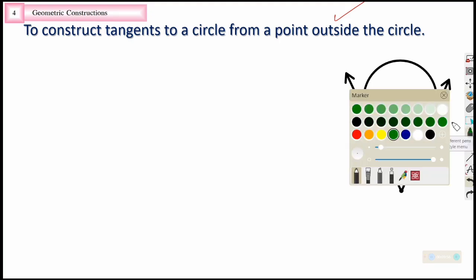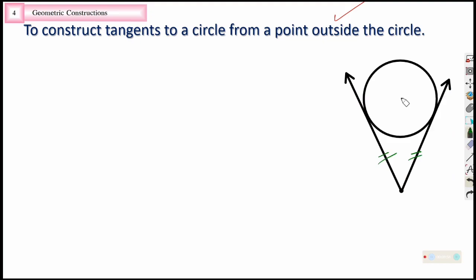And we also know that if this is the center of the circle, and a line is drawn from the point of contact to that, it will be 90 degrees. All these things we know. Now we are asked to draw a tangent to the circle from a point outside. All this knowledge we will be using in order to draw that.